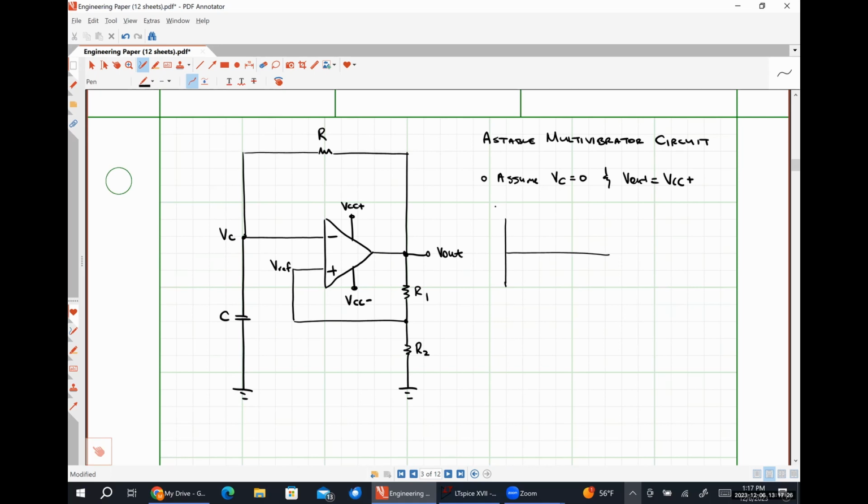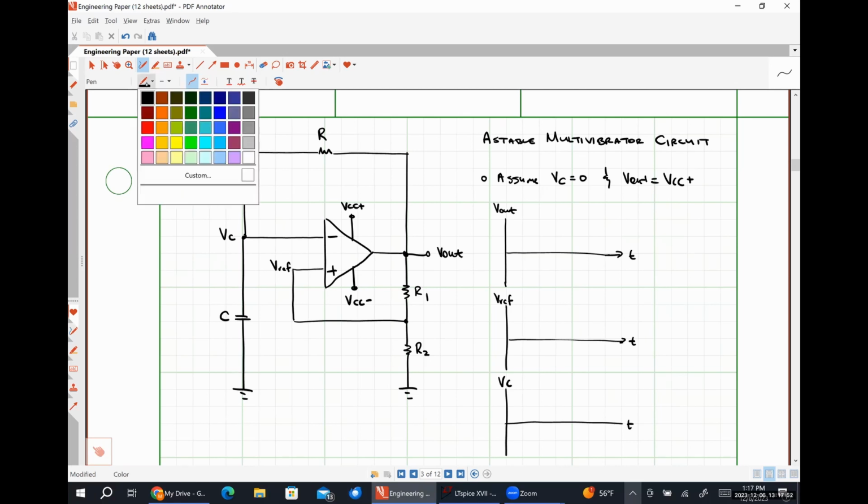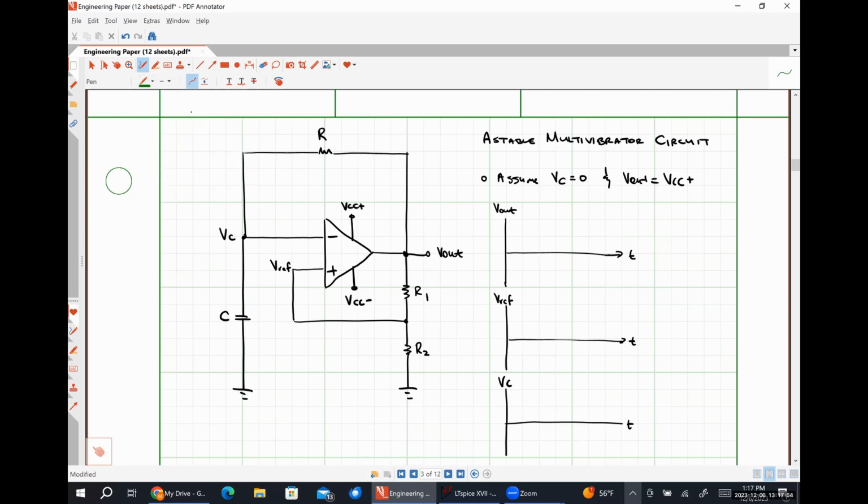So this is going to be V out as a function of time. This one is going to be V ref as a function of time. And this one is going to be VC as a function of time. So we're starting out with our output voltage at VCC plus for some amount of time.